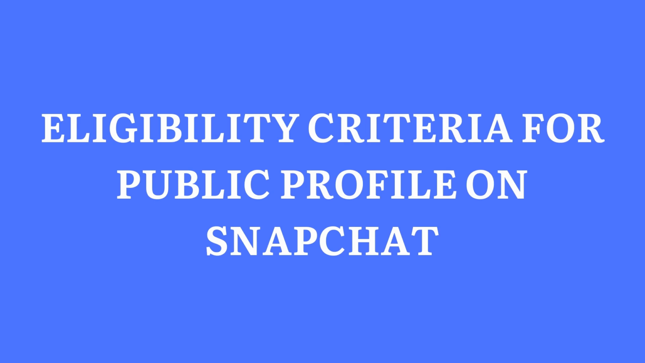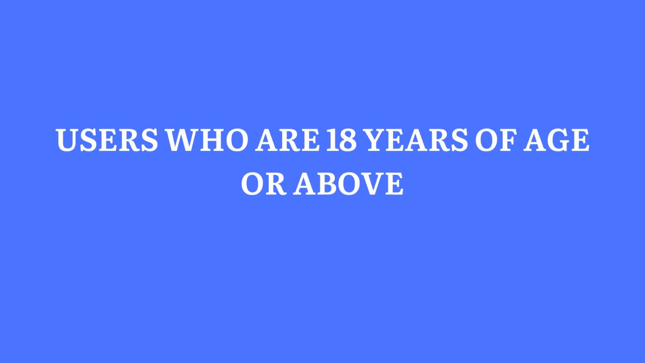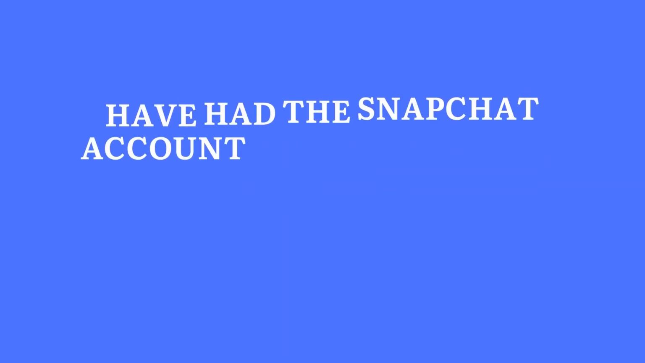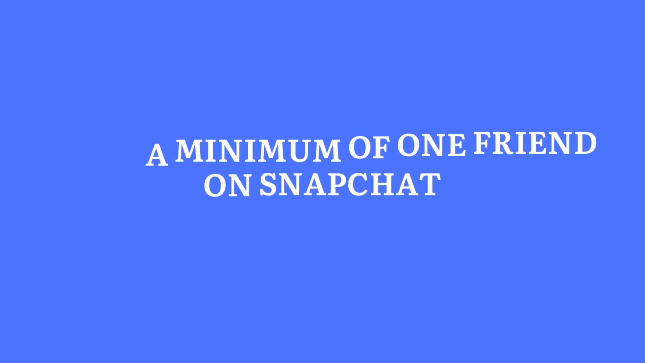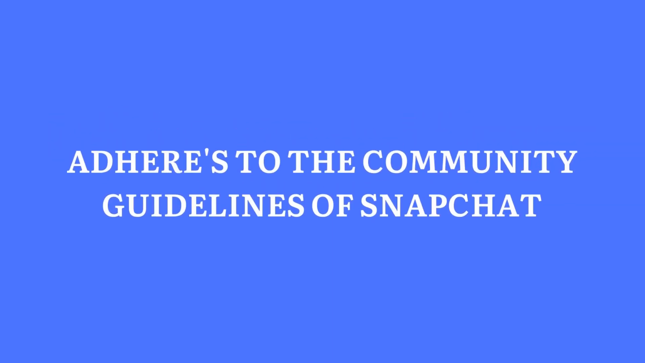The eligibility requirements for a basic public profile are: users who are 18 years of age or above, have had the Snapchat account for more than 24 hours, have a minimum of one friend on the app, and lastly, adhere to the community guidelines of the app.